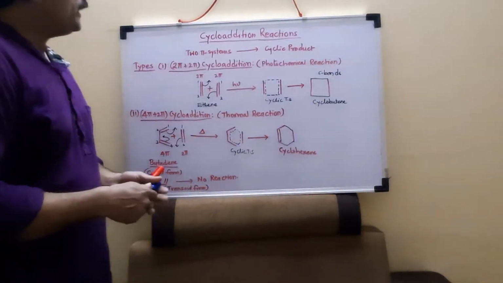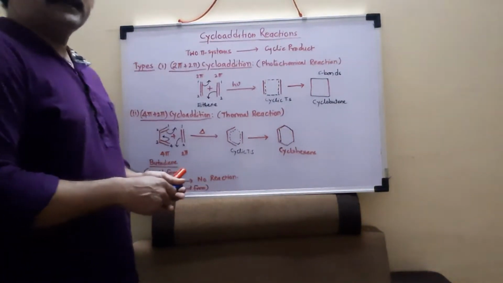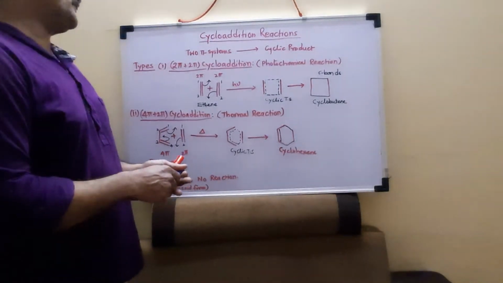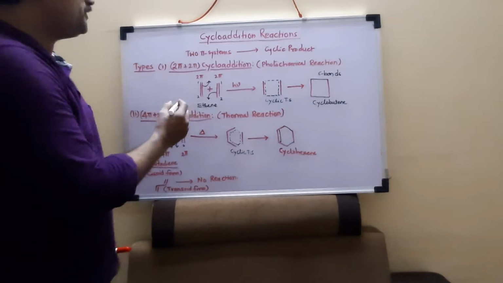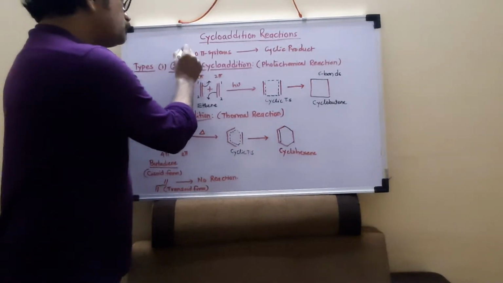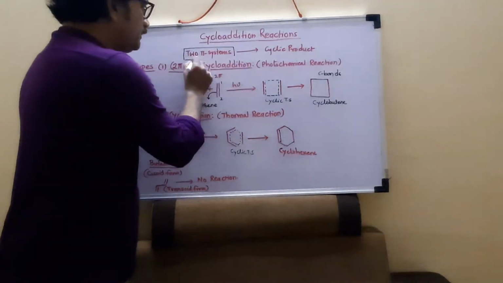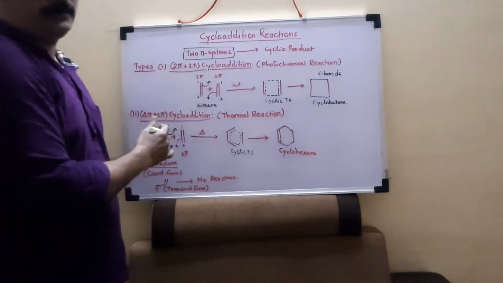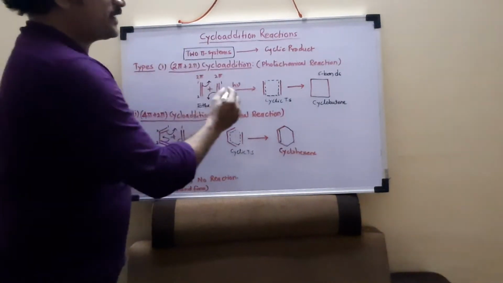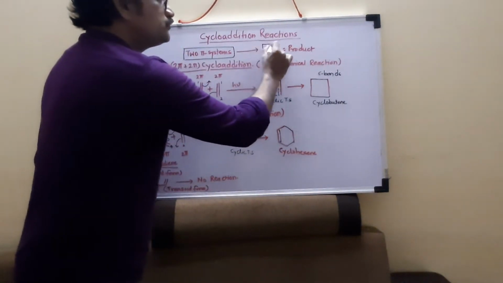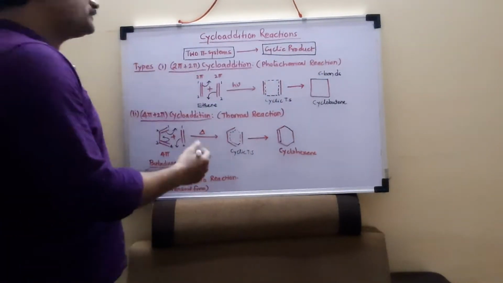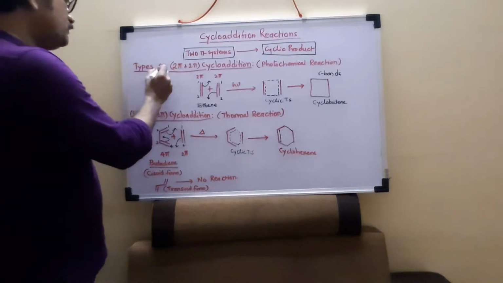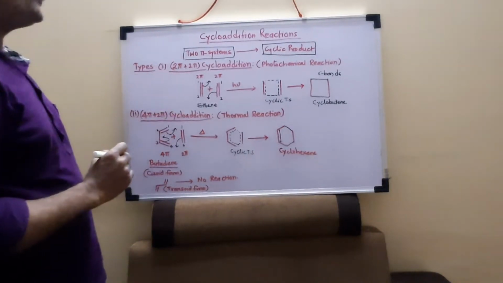Now we are discussing another type of pericyclic reaction, that is cycloaddition reaction. What happens in a cycloaddition reaction? Here two pi systems, meaning we need two molecules with a pi bond, undergo this reaction to form a cyclic product. So we always get a cyclic product. There are again two types of cycloaddition reaction.